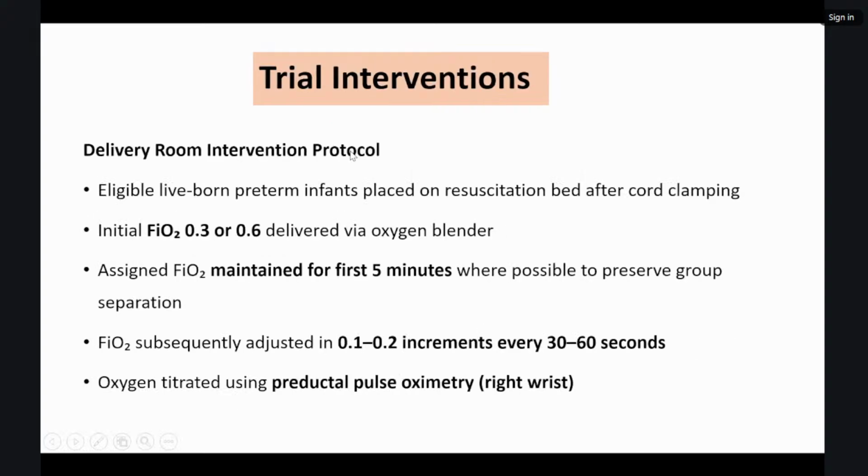So, trial interventions. What interventions are done for this trial? The first one is the delivery room intervention protocol. Eligible live preterm infants were placed in the resuscitation bed after cord clamping. So the resuscitation was done with either 30% or 60% oxygen, blended by using an oxygen blender, and the assigned FiO2 was maintained for the first 5 minutes wherever possible to preserve the group separation.